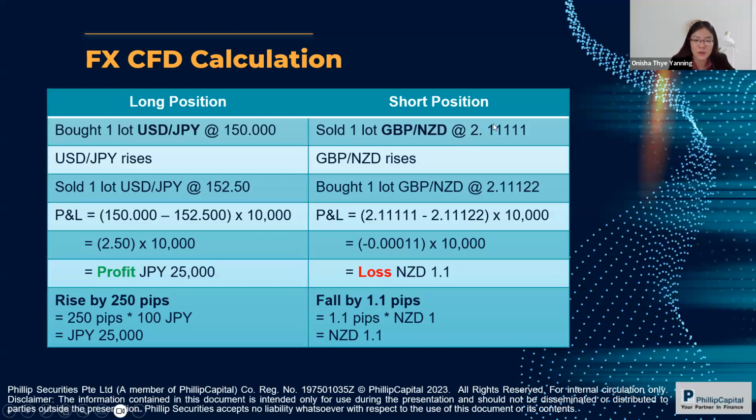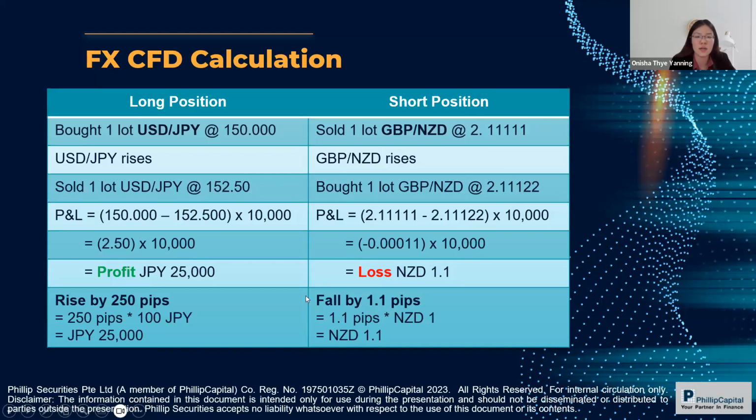Whereas for the short position over here, let's say for example, I sold one lot of British pound New Zealand dollar at 2.1111. This is always 5 decimal places, and the left one is always 3 decimal places because we are trading 1 mini lot. In this case, the currency pair rises, and I close this contract, buying at 2.111122. So the profit and loss would, of course, be a loss, because you sold at a lower price but bought at a higher price. The loss is equivalent to 1.1 New Zealand dollars, so when it falls by 1.1 pips, it equals 1 New Zealand dollar 1.